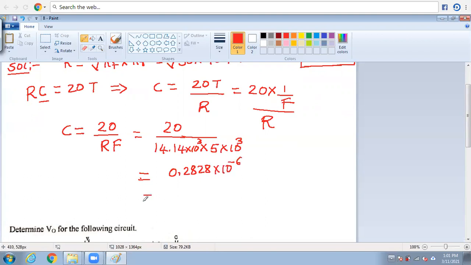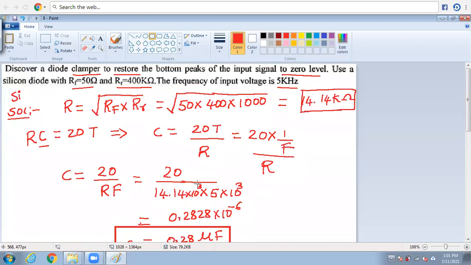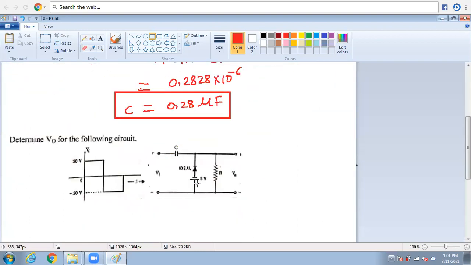Finally, the capacitance value is C equal to 0.28 microfarad. This we can expect repeatedly. This is the capacitance value, the determination of the capacitance value of the given clamper circuit. Let's start another problem.